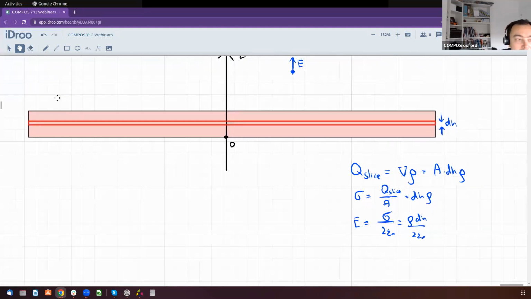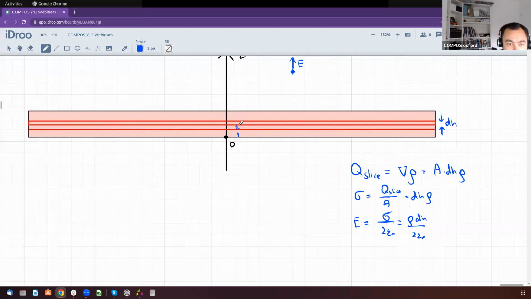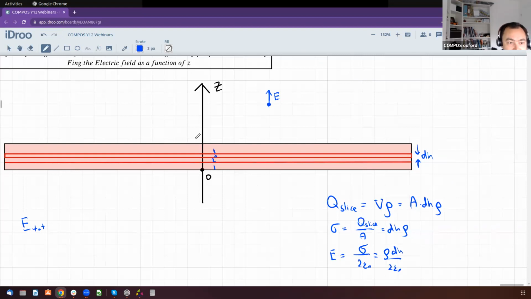And if we cut it into slices, and label them slice 1, slice 2, slice 3, slice 4, etc. The total field, so this is Z and this is H.